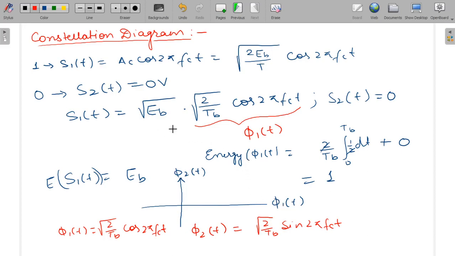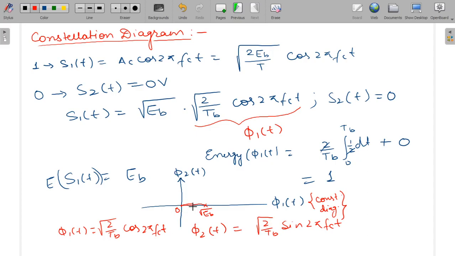So see, this part S1(t) is equal to root Eb into phi 1(t). So it will be here, root Eb from the origin, and S2(t) is 0. So S2(t) will be here. So this is our constellation diagram. Okay, and this is the distance between the symbols. Root Eb is the symbol S1 and 0 is the symbol S2.